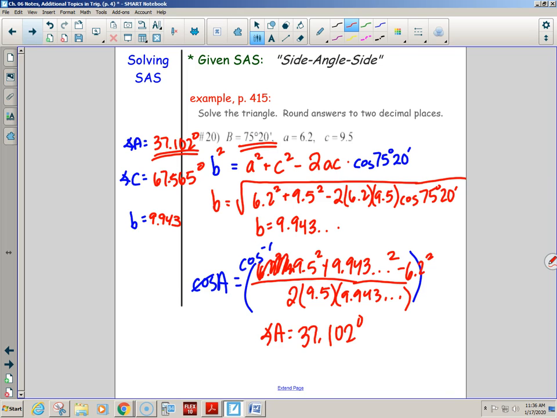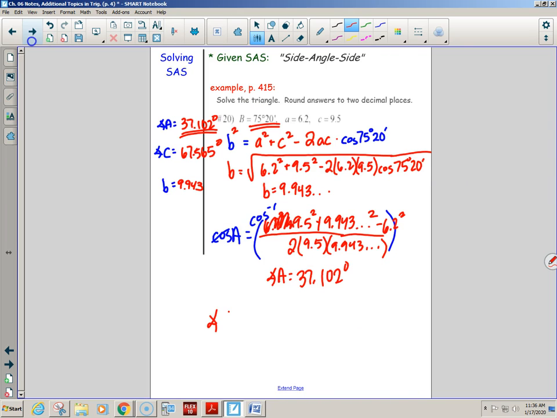Why do we have to use these formulas instead of the ones that we like? Why are we changing it? We couldn't use law of sines. If we tried, we would have had sine of A all over 6.2 is equal to sine of 75.20 all over. We have two unknowns. Oh, okay.